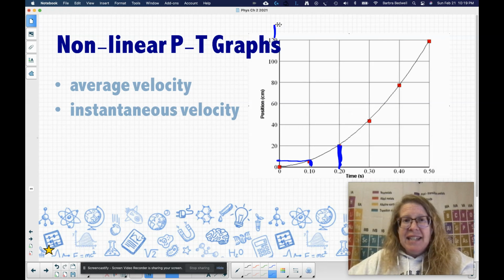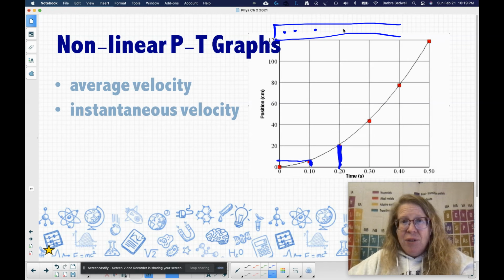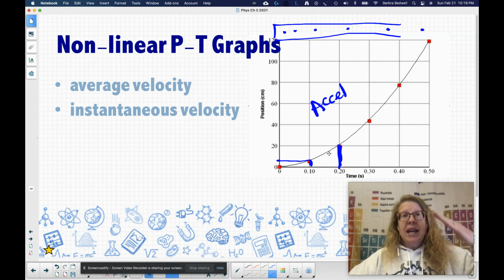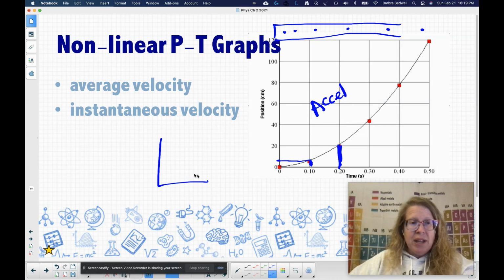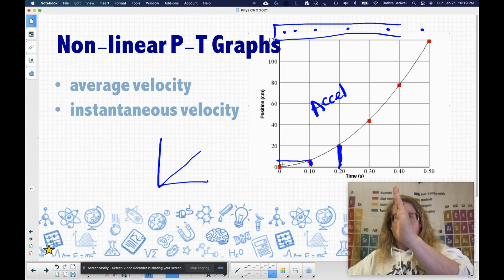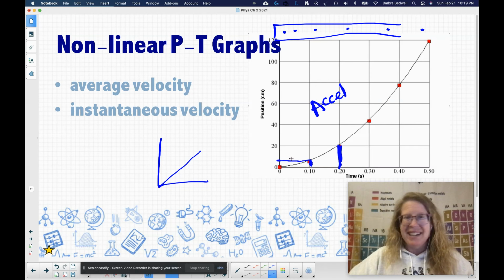If I did this as a particle drawing, it would kind of look like this, where the dots would be getting ever further apart, right? That means it's accelerating. That's all that means. It's changing its velocity. Its velocity isn't just a straight line. That's a constant positive velocity. This is an increasing positive velocity. That means it's accelerating. It's changing its speed.